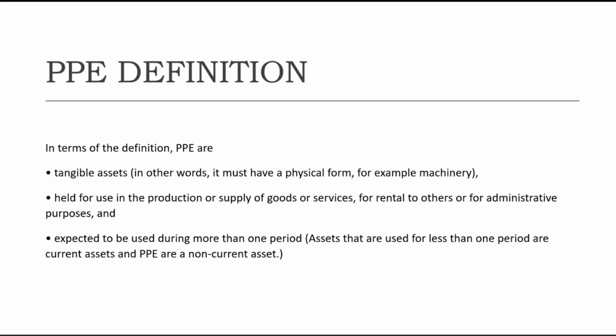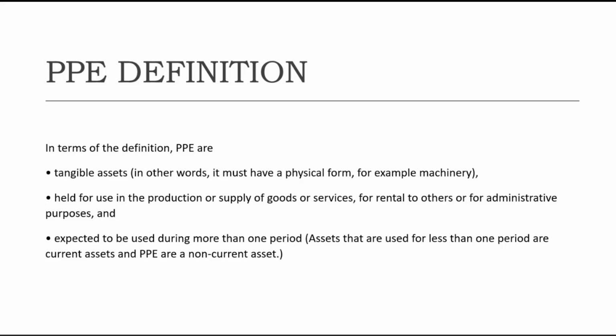But each form of asset also has its own definition, right? So we know that property, plant, and equipment is an asset, right? And what is property, plant, and equipment? How is property, plant, and equipment different from inventory? Who knows the answer?